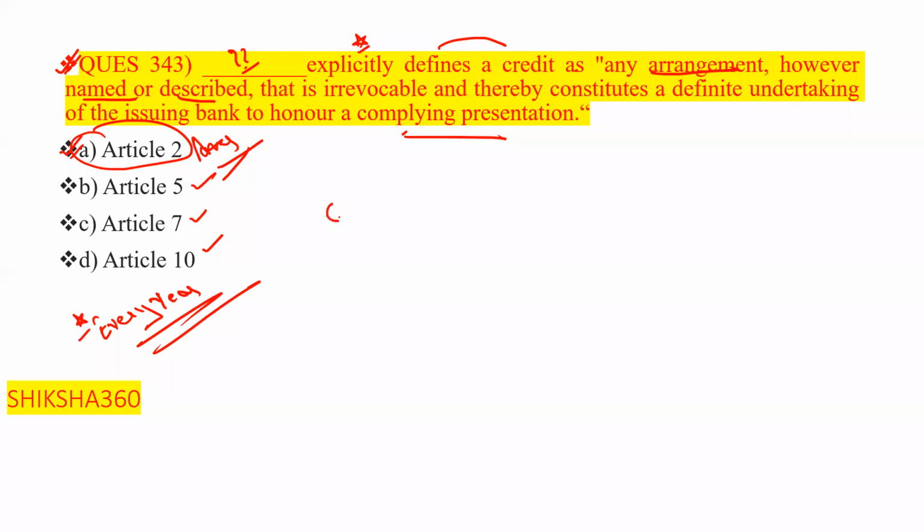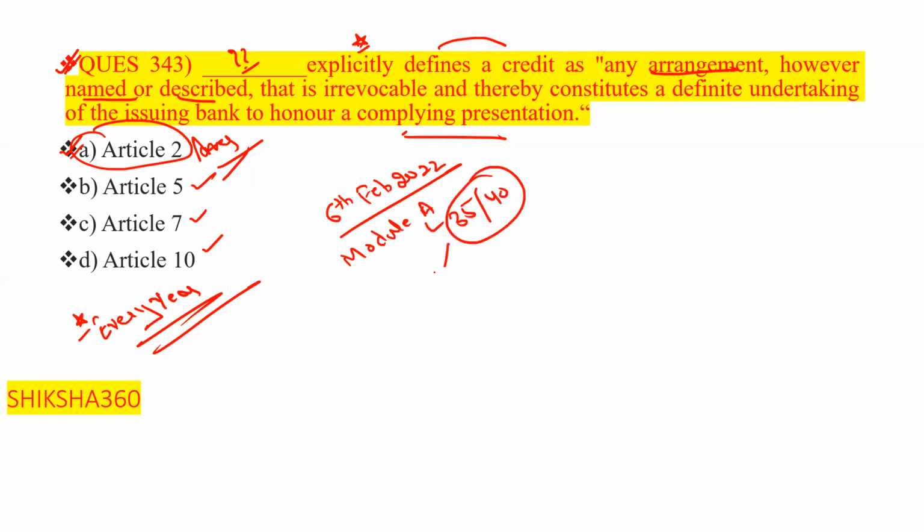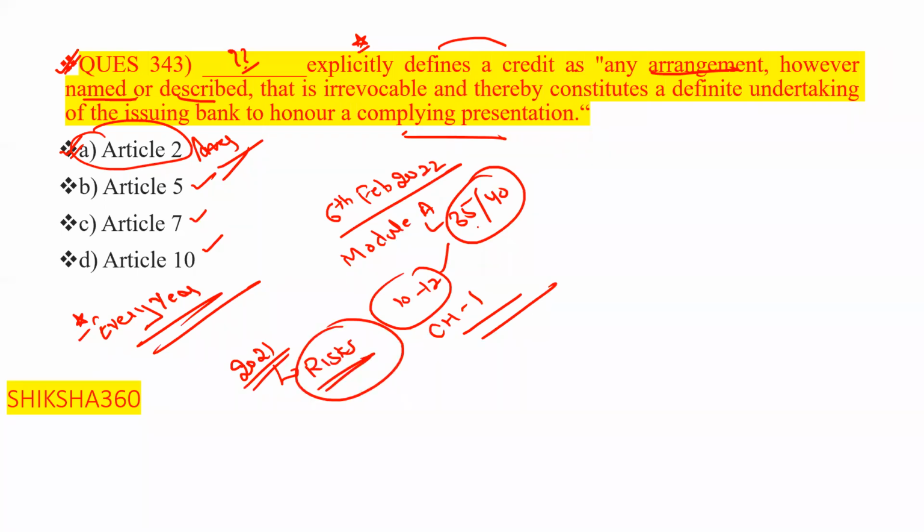Like last year, on 6th of February 2022, module A constituted 35 to 40 marks, and out of that, 10 to 12 marks came just from chapter number 1. It depends every year. In 2021, most of the questions were asked on risks, that is module B. This year on 6th February, many questions were from module A and the rest from module C. Very rarely are questions asked from module B and module D.